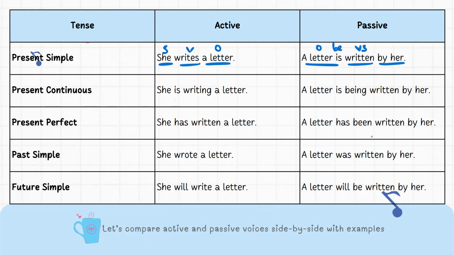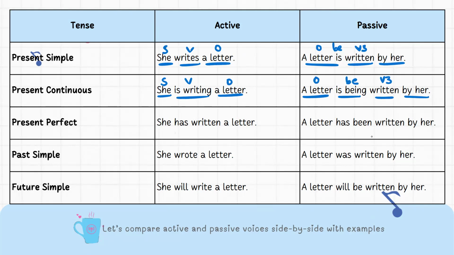In present continuous, she is writing a letter. Again, she, subject, is writing, verb, a letter, object. Now, when you're converting it into passive form, a letter is being written by her.